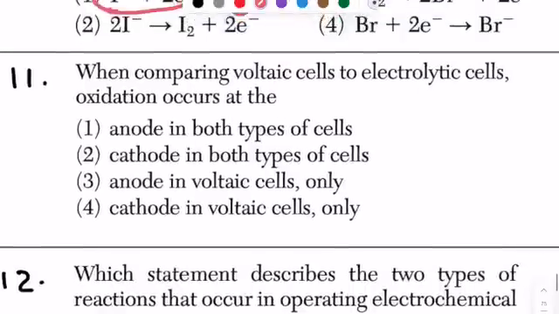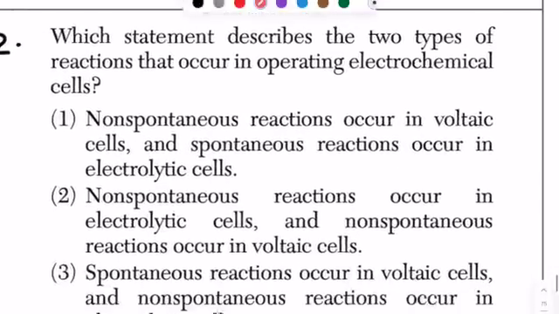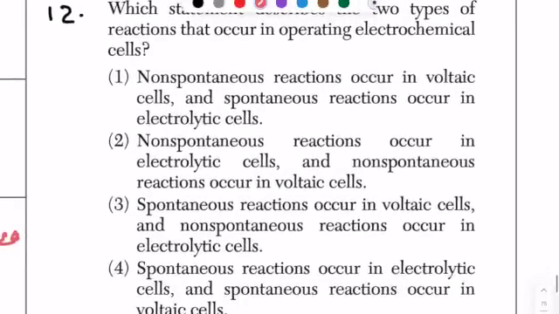So when comparing voltaic cells to electrolytic cells, oxidation occurs at the anode always in both types of cells. Which statement describes the two types of reactions that occur in operating electrochemical cells? So we have spontaneous in voltaic and non-spontaneous in electrolytic. So here you go.